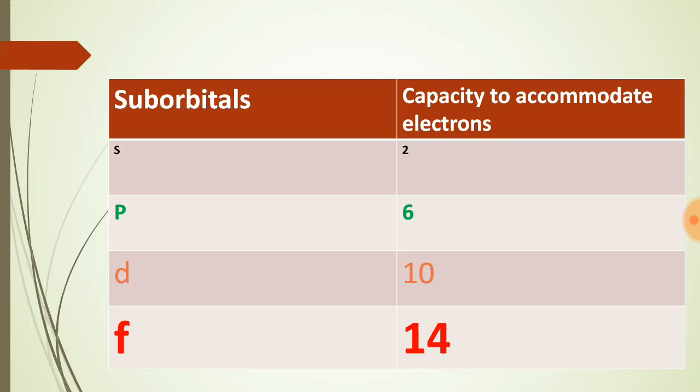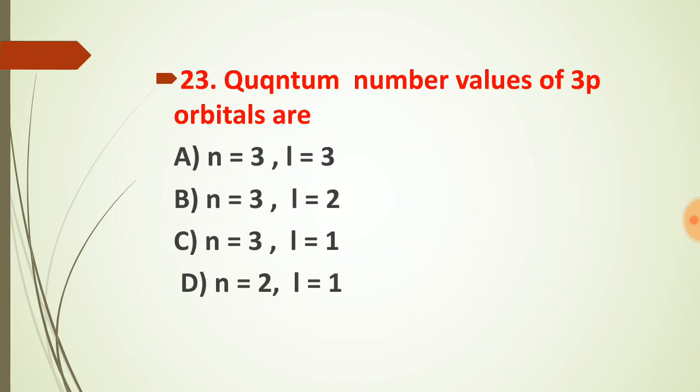Now let us move to this. The s subshell has the capacity to hold 2 electrons, p can hold 6, d can hold 10, and f can hold 14 electrons. This is the capacity for the accommodation of electrons in the different subshells. Simply, s is a room where 2 electrons can live, p is a room where 6 electrons can live, d is a room where 10 electrons can live, and so on.